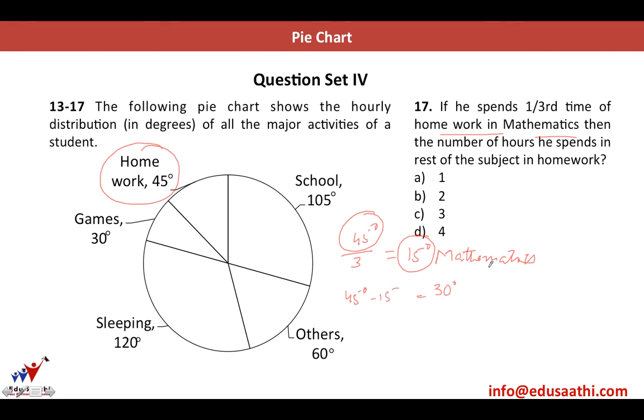Now if I have to represent this in terms of time, I know again 360 degrees is 24 hours. So 1 degree is 24 by 360 hours. Multiply this by 30, and you'll get the answer as 2 hours. So the correct answer option here is the B part.